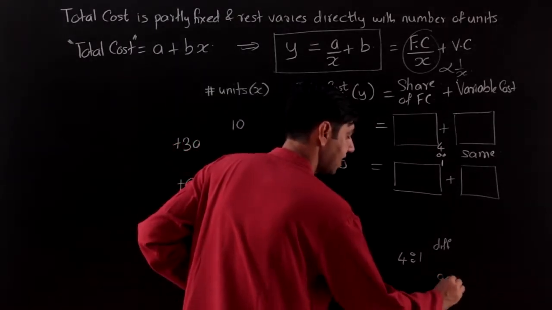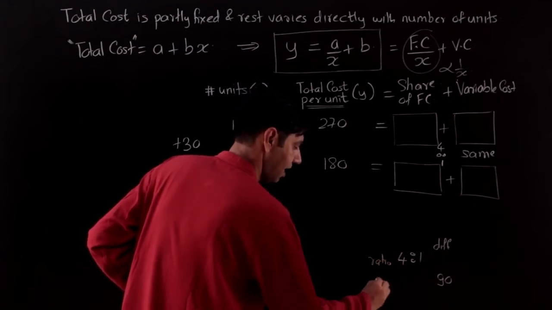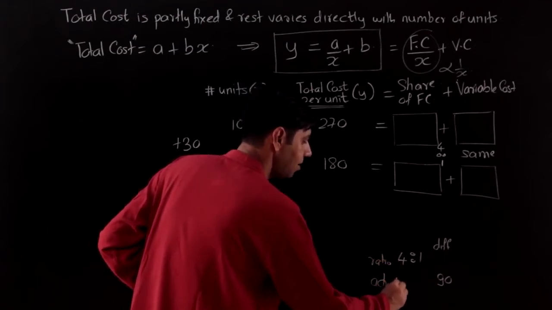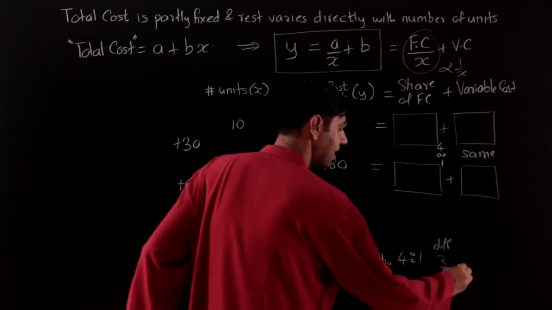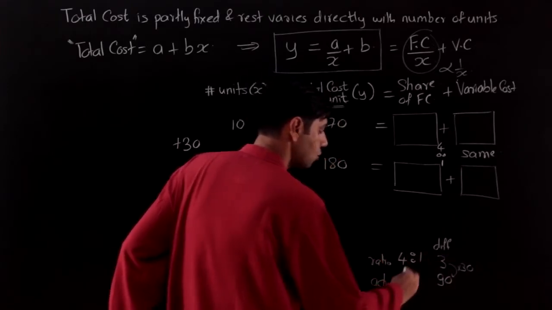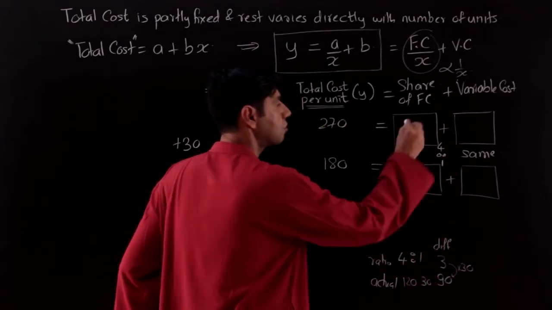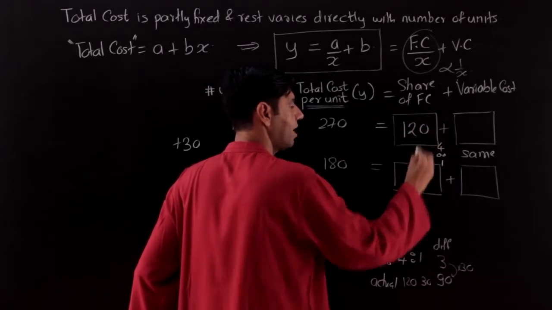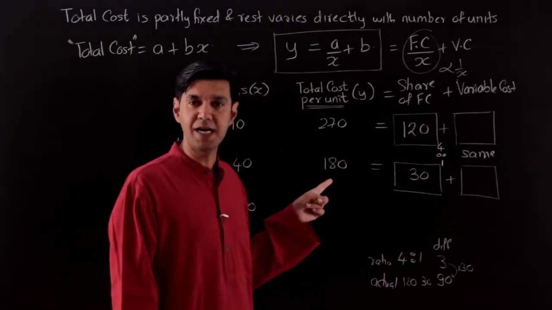So the difference is 90. This is the ratio and this is the actual value. So we come down to the basic question that we have. The difference here is 3, and 3 is multiplied 30 times. So 4 into 30 is 120, and 1 into 30 is 30. So the share of fixed cost is 120 and 30. And this is why the cost is reducing by 90.